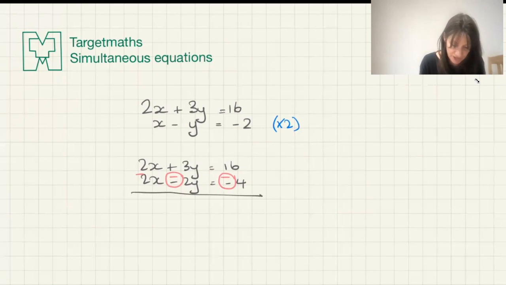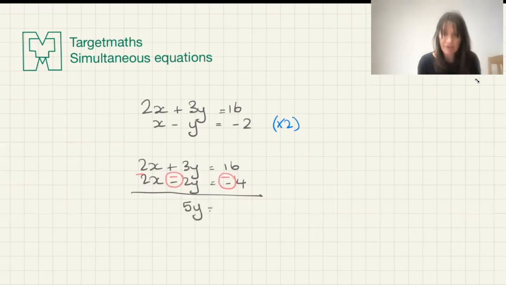So I've got 2 minus 2, the x's have gone. I have 3. 2 negatives make a positive, so I must add 2. And 3 plus 2 is 5. And again, I've got the 2 negatives, so I'm going to add, it's going to give me 20.